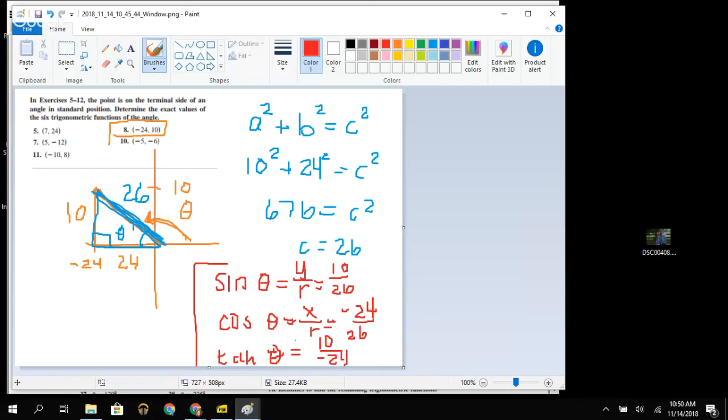Once I have all those, I can find the inverse operations of those. Then does this match up with what I know about what my trig functions should be? In the second quadrant, the sine should be positive, the cosine should be negative, and the tangent should be negative. So it does match up with what I have. I just wanted to show you that.